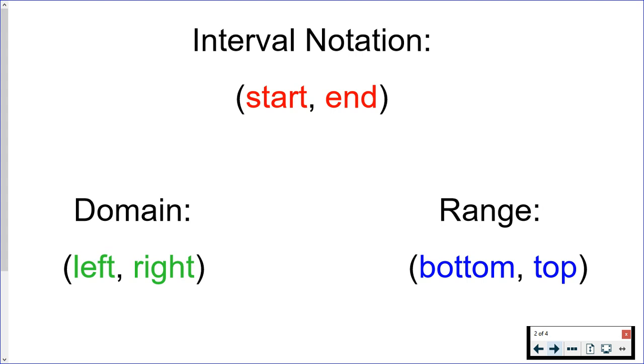Since domain is all of your x values, if you picture a graph, your x values start on the left. Those are your smallest x values. Then you move to the right, and that's where your larger x values are. So with domain, you read the graph from left to right. With the range, you start at the bottom and work your way to the top, because again, your smaller values are at the bottom and your larger values are at the top of that graph.